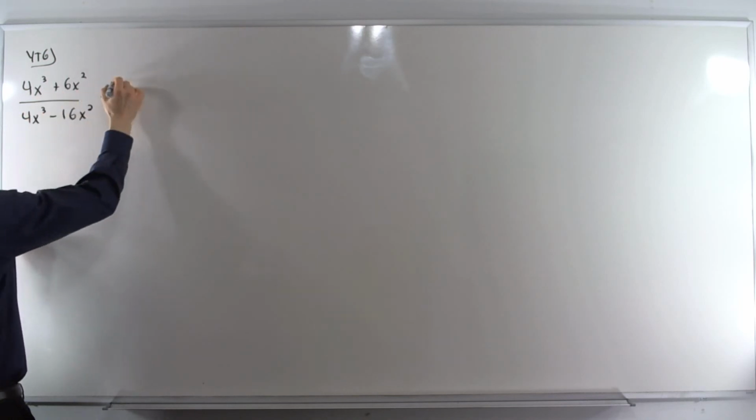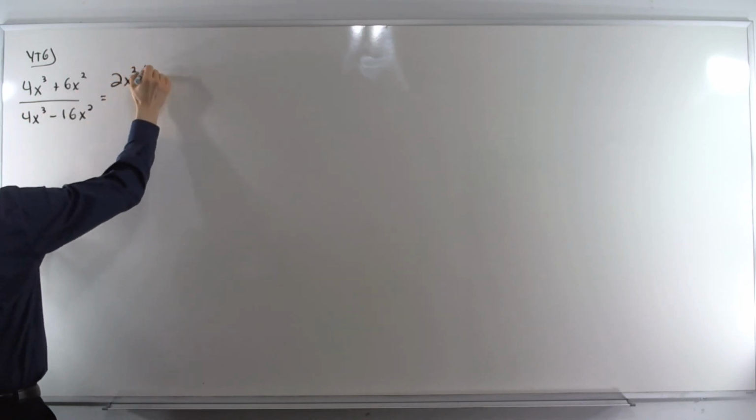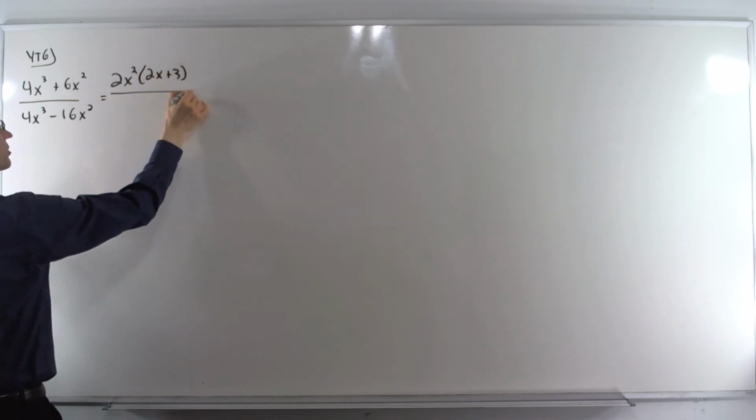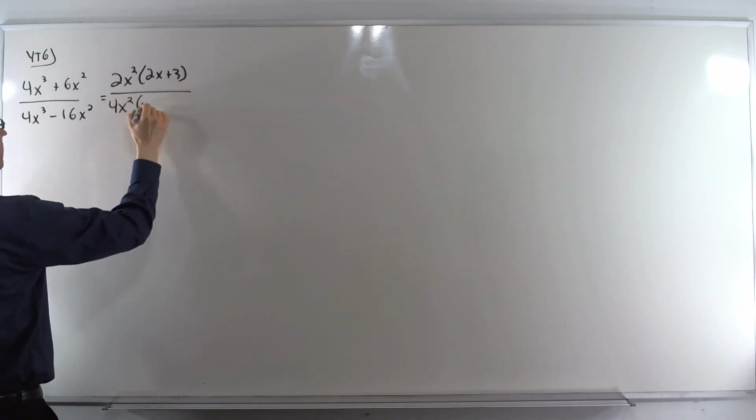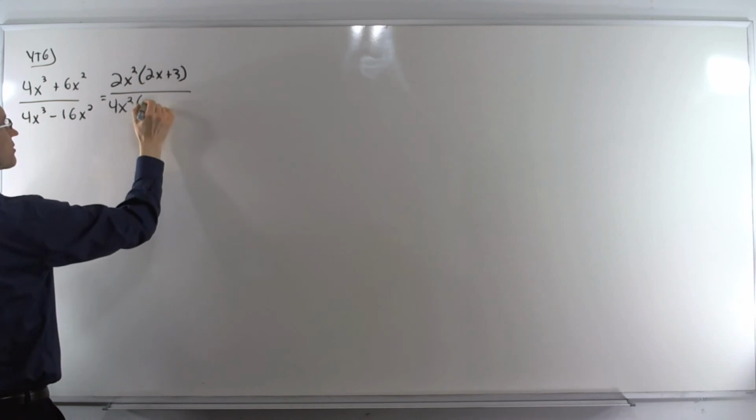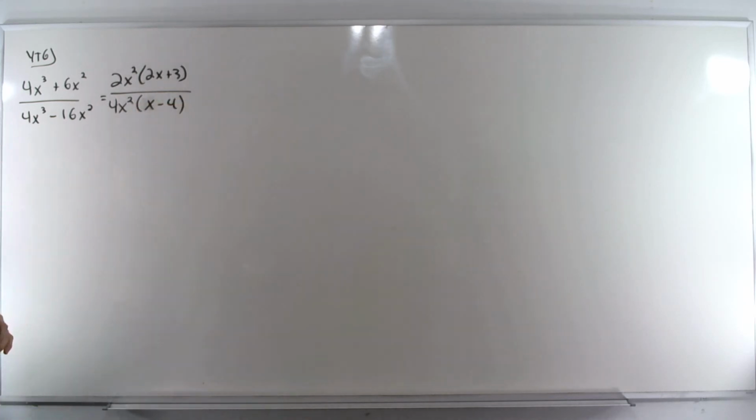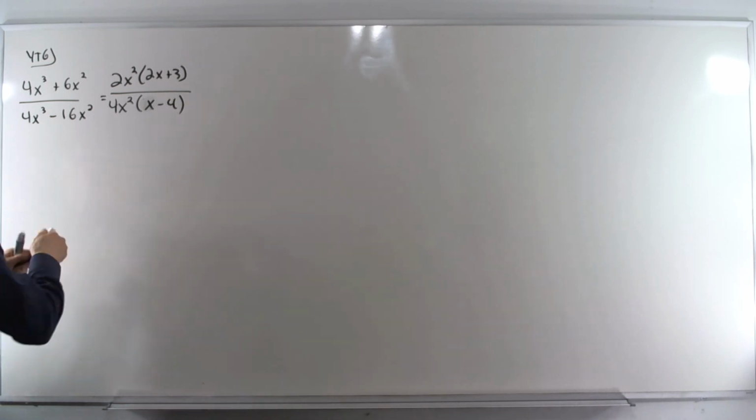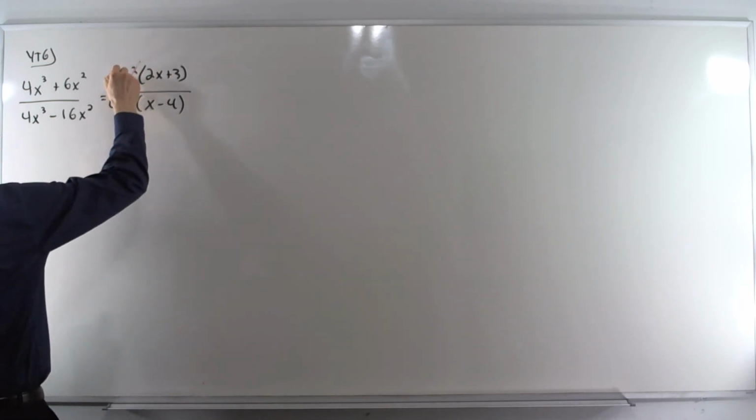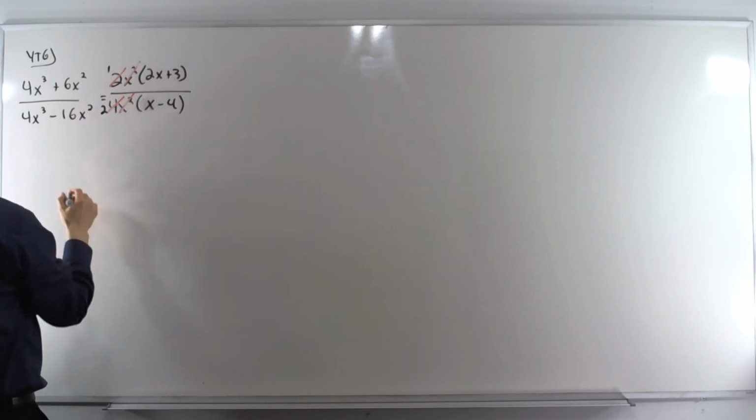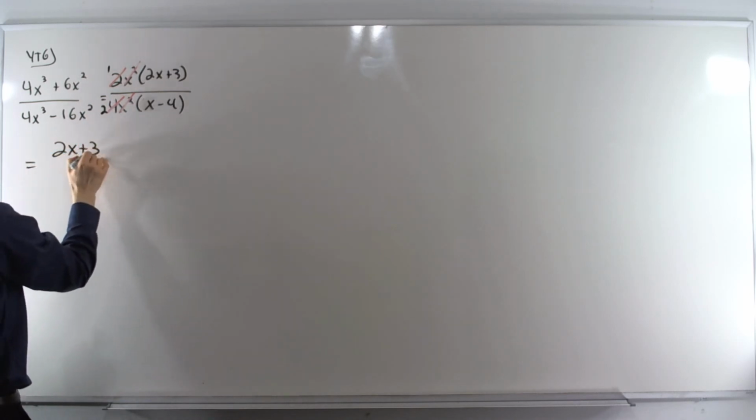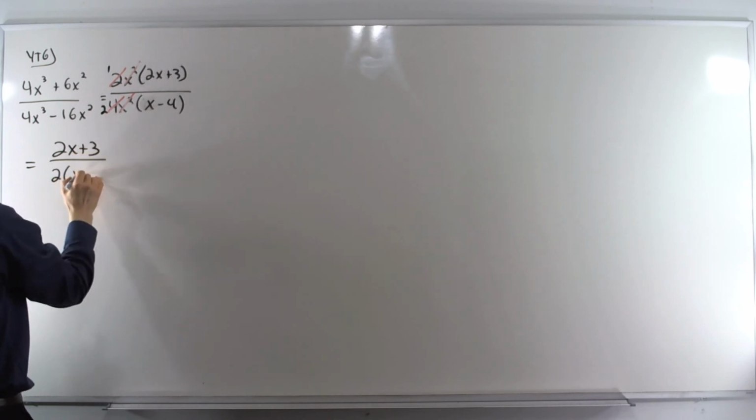So factoring the top, we can factor out 2x squared and get 2x plus 3 in parentheses. And the bottom, we can factor out 4x squared and get x minus 4 in parentheses. Now we can simplify these things we've factored out here. The x squareds are going to cancel. And then 2 over 4 reduces to 1/2. So what's left on top is 2x plus 3, and on the bottom we have 2 times x minus 4.